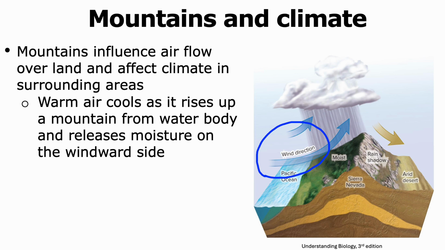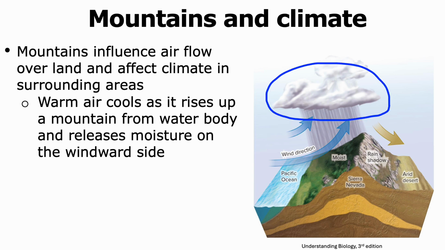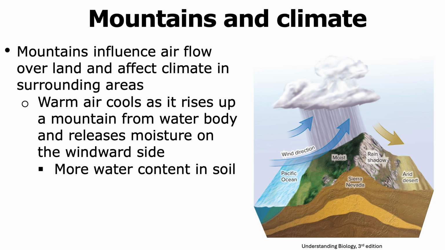It is moist because it obtains water vapor from the oceans or the seas that it blows over. As this wind rises above the mountain, it cools down and releases moisture in the form of rain. Thus, the windward side has more water content in its soil, and correspondingly, the windward side has more vegetation.